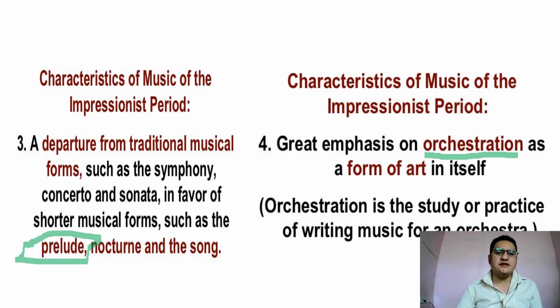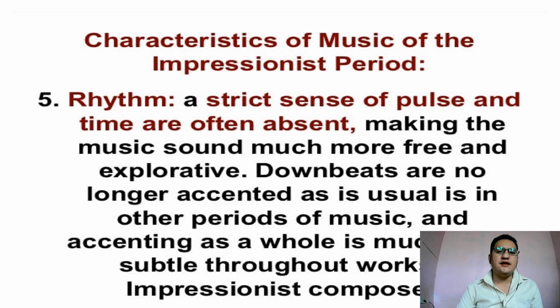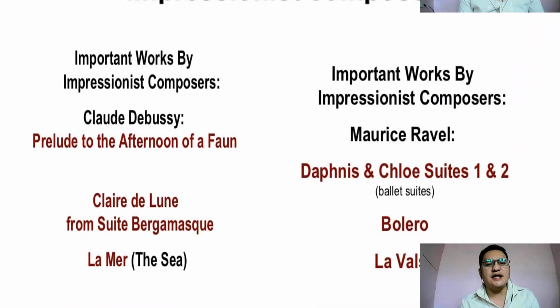Next, let's proceed to the next part. The characteristic of music of the Impressionist period, when it comes to rhythm, a strict sense of pulse and time are often absent, making the music sound much more free and explorative. Downbeats are no longer accented, as is usual in other periods of music, and ascending rule is much more subtle throughout the work of Impressionist composers. Take note of that.